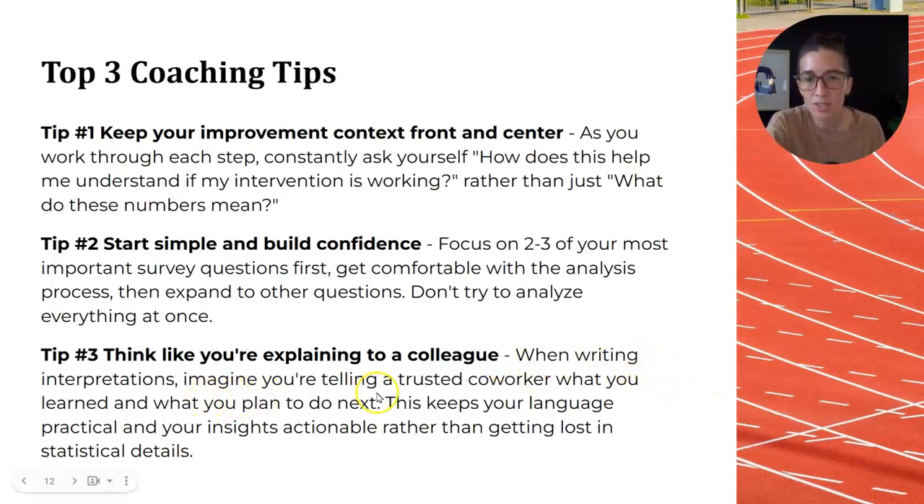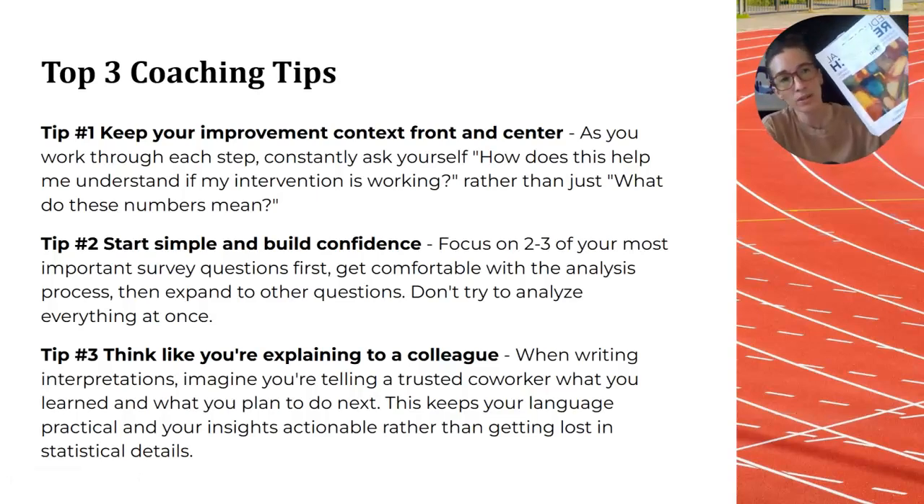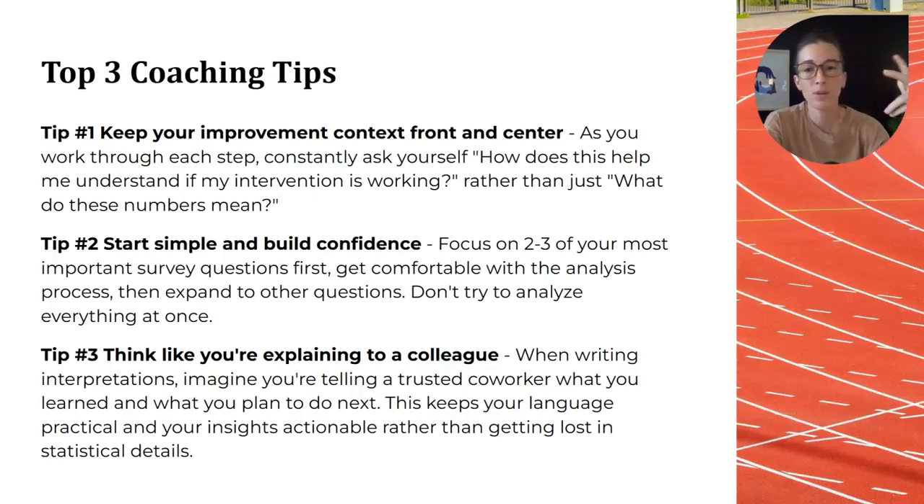So when writing interpretations, imagine you're telling a trusted coworker what you learned and what you plan to do next. This keeps your language practical and your insights actionable rather than getting lost in statistical details. If you are using examples of quantitative research articles, like you have in your Creswell and Guetterman text, or maybe you're working with AI and AI is helping you analyze some of your quantitative findings and giving you some sentence structures for your interpretation, just be really careful. Are these good examples for your context, for your colleagues? My hunch is no.